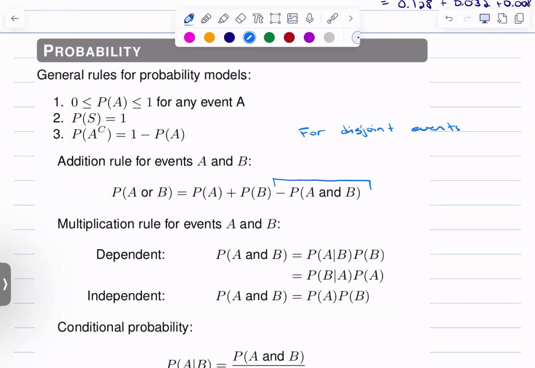For disjoint events, the probability of A and B is 0. If they can never happen at the same time, then that probability is 0. Then when you're finding the probability of A or B, you just take the probability of A plus the probability of B, and you're allowed to keep going. You just need to subtract the overlap if there can be any. But in general, we only do 2.